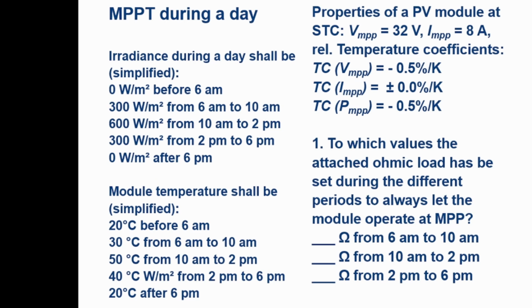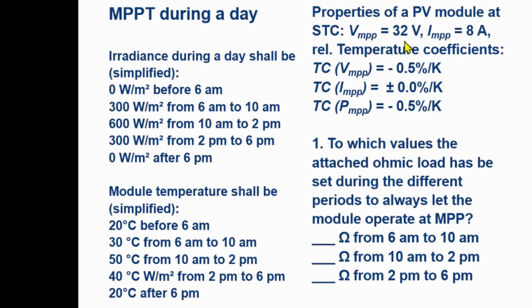The simplified temperature profile: we have 20 degrees Celsius before 6 a.m., then 30 degrees from 6 a.m. to 10 a.m., 50 degrees Celsius from 10 a.m. to 2 p.m., and then 40 degrees Celsius from 2 p.m. to 6 p.m. So it's not symmetrical such as the irradiance, because in the afternoon we have higher temperatures, and after sunset temperature should go down to 20 degrees Celsius.